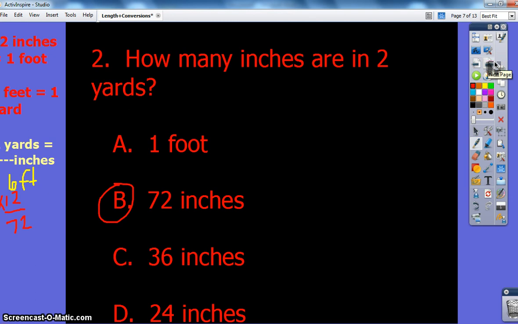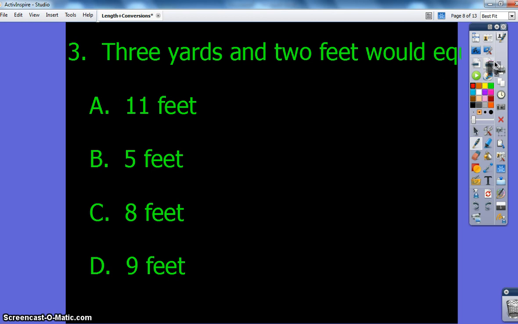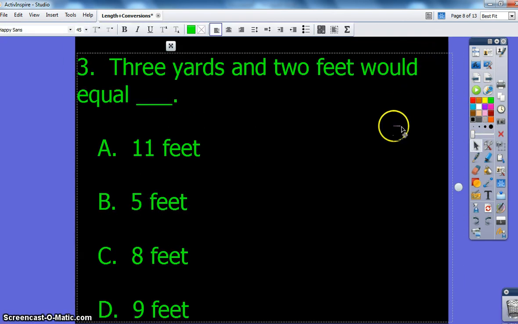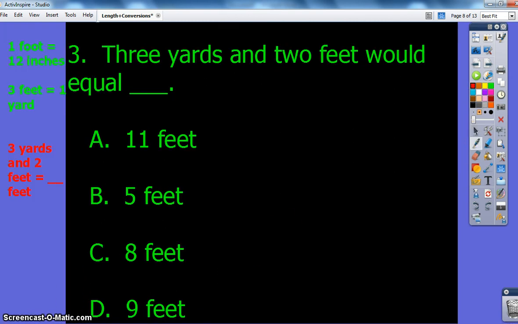Hope you're doing well on this. If not, stop and figure out what you're doing wrong. Okay, 3 yards and 2 feet would equal blank. Pause this and try to figure this one out. In this problem, you have 3 yards and 2 feet, and you want to convert all of that into only feet.